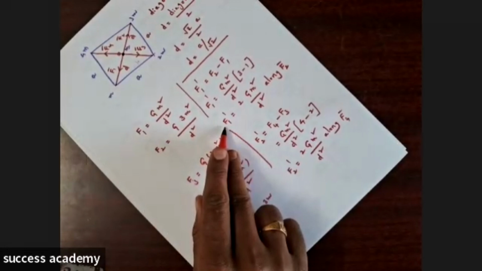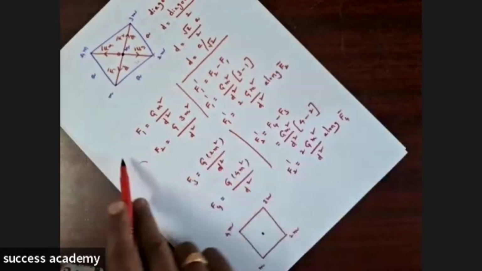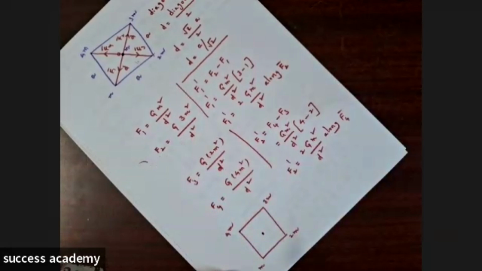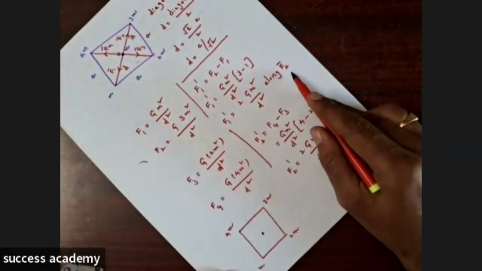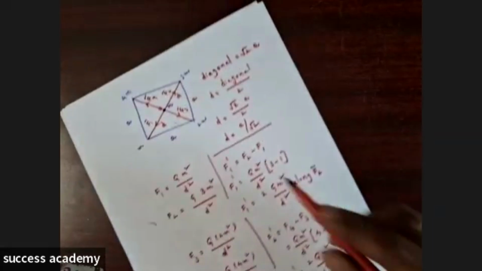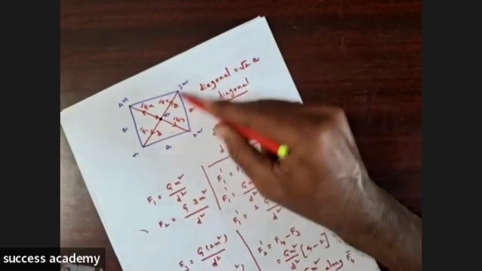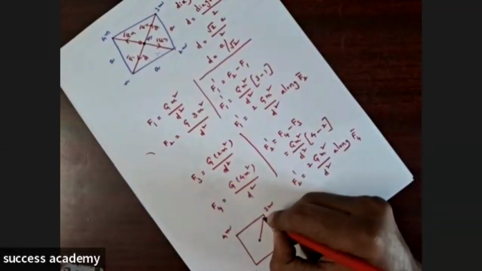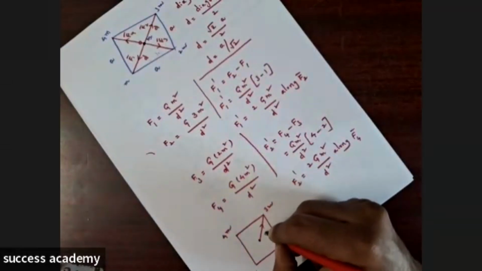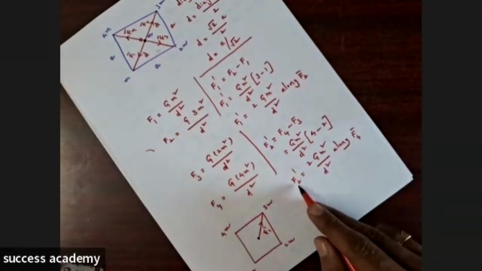Why? Because F1 dash is the resultant of F1 and F2. So, replace F1 and F2 with the F1 dash. In which direction? F2 bar. Where is the F2 bar? F2 bar is like this, towards 3M. So that's why this is F1 dash. Now, what about F2 dash?